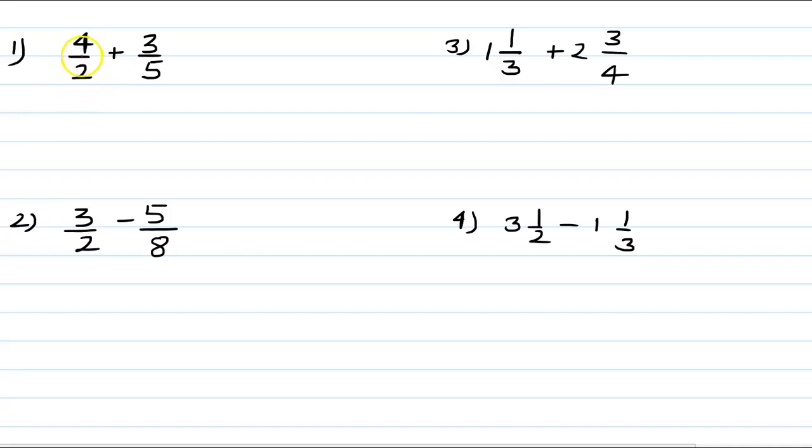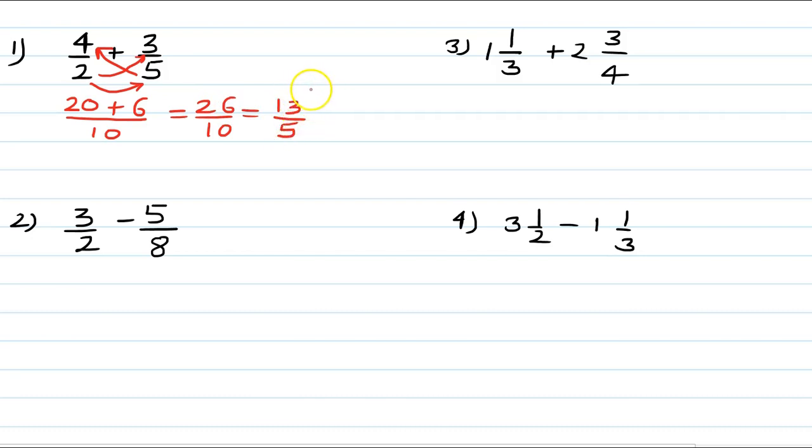Let's see the example, 4 over 2 and 3 over 5. Just multiply u, that is 3 times 5 times 4... so that is 20, then multiply u, like 2 times 3 is 6, and multiply uu, that is 2 times 5 is 10. So it will be 26 over 10, and you can simplify. Half of 26 is 13 and half of 10 is 5, and you can convert it into a mixed fraction as well if you want.